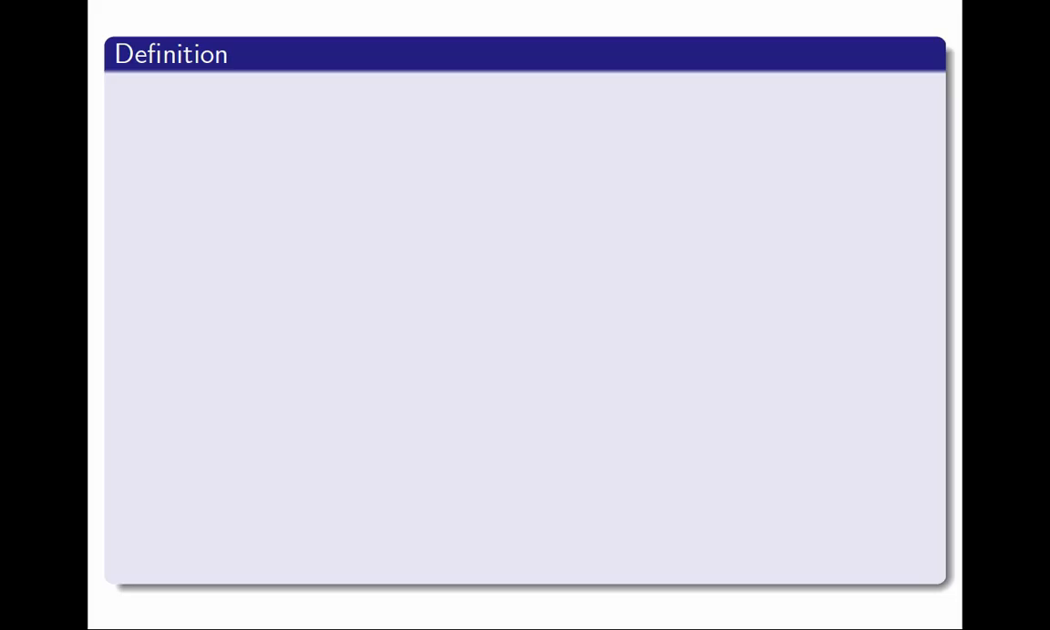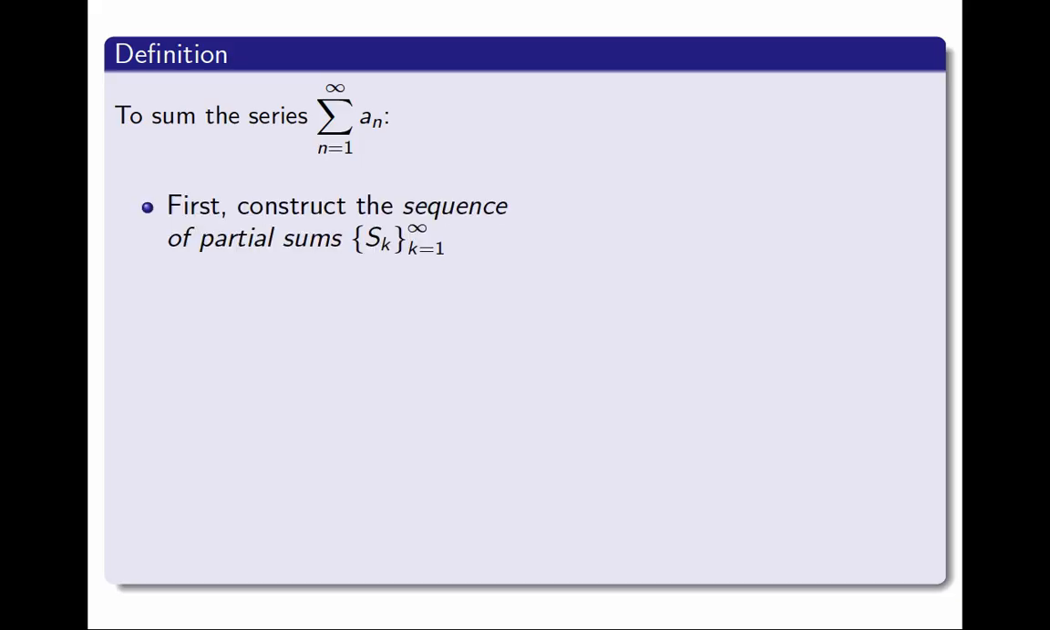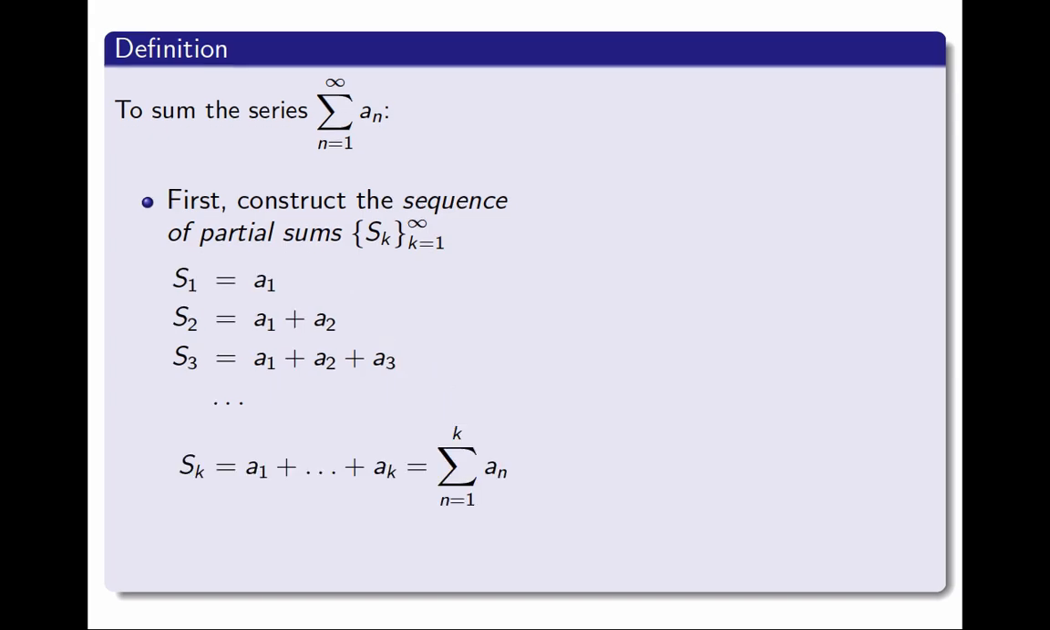Here is the definition in general. I want to add up the series, the infinite sum, from n equals 1 to infinity of a_n. First, I'm going to construct an auxiliary sequence, the sequence of partial sums. I'm going to call it s_k, where k goes to the same values. S_1 is simply the first term in the series, S_2 is the sum of the first two terms in the series, S_3 is the sum of the first three terms in the series, and so on. S_k is the sum of the first k terms in the series. And then I look at this sequence, S_1, S_2, S_3, which is a sequence, not a series, and I compute its limit. And I'm going to say that the sum from n equals 1 to infinity of a_n is the limit as k approaches infinity of s_k.